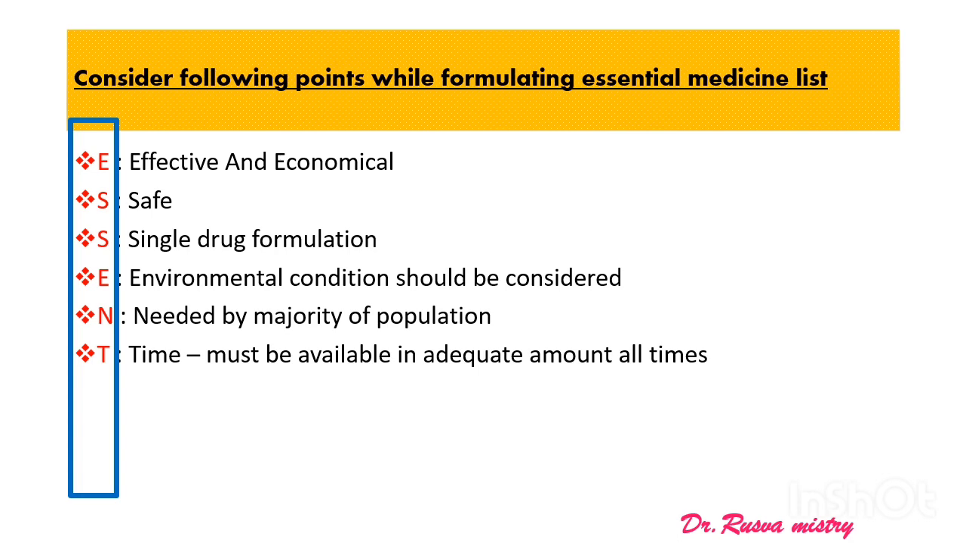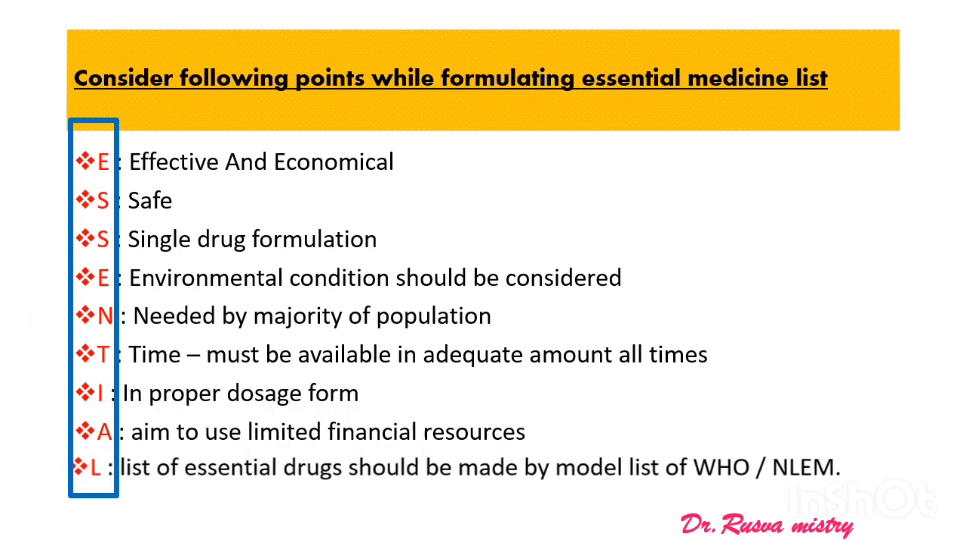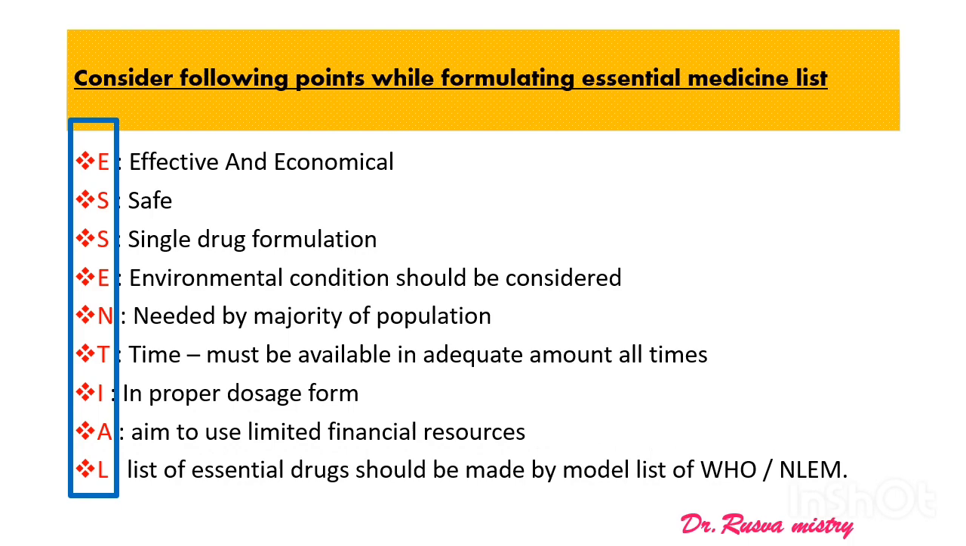T stands for time. It should be available in adequate amount at all times and in proper dosage. A, aim to use limited financial resources. That is an important one. While manufacturing essential medicines, it should be done using limited financial resources. And last but not least is L. The list of essential drugs should be prepared locally by following the model list of WHO or the national list of essential medicine.